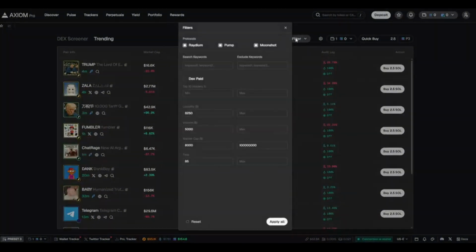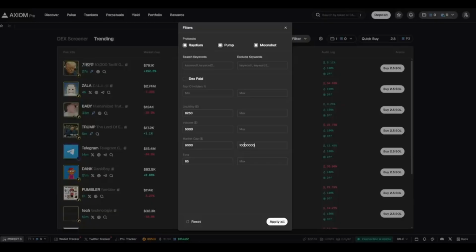The filters needed. Liquidity: $8,250 minimum, right here. You're going to type in 8250. Volume, we're going to type in 5,000 minimum. Market cap, we're going to do minimum 6,000. And maximum market cap, just do like 100 million. Okay? So that's 100,000, million, 10 million, 100 million.